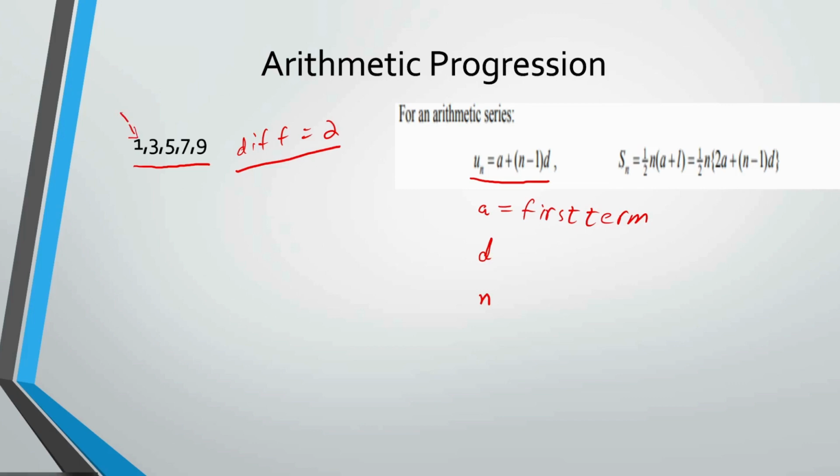Now what is d? D is the difference between the values, the common difference, which is 2 in this case. Now what is n? N is the location of the value. For example, what value is 5? 5 is n equal to 3. Now 7 is n equal to 4, and so on. So this is the location value.